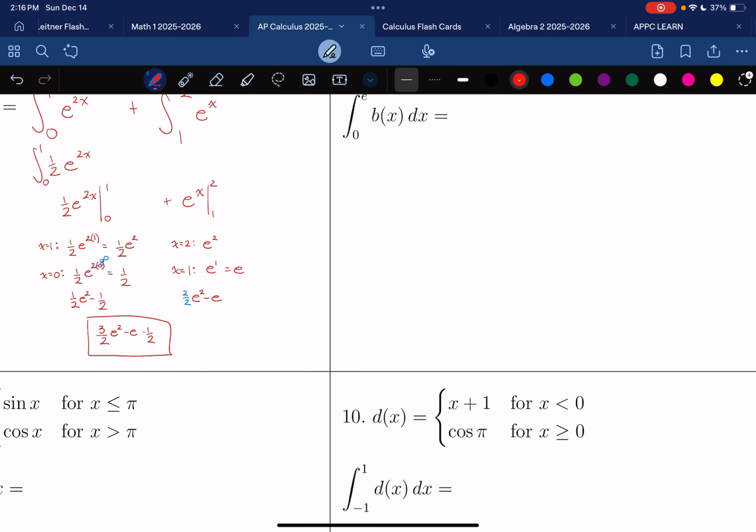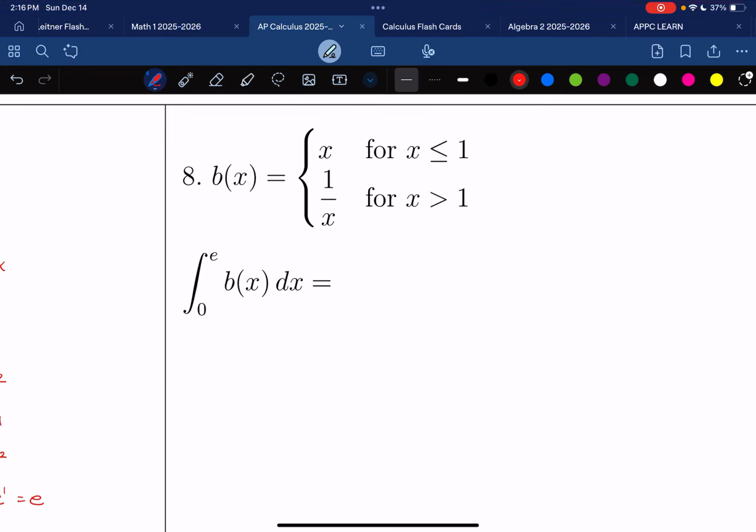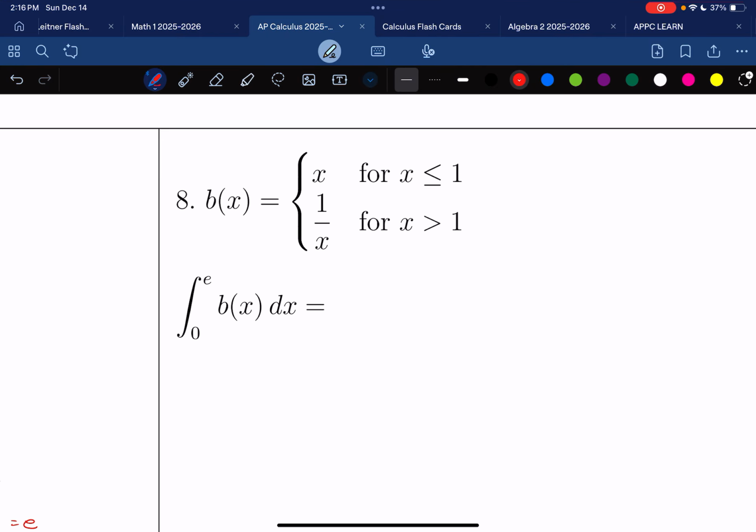Awesome. All right, and in number 8, what do we have? So e is roughly about, I'm going to say, 2.7-ish. So I'm going to say that's bigger than 1, right? So I'm going to have my first integral between 0 and 1, and my second piece is going to be between 1 and e. All right, left piece is x, right piece is 1 over x, and I have to worry about paying the taxman.